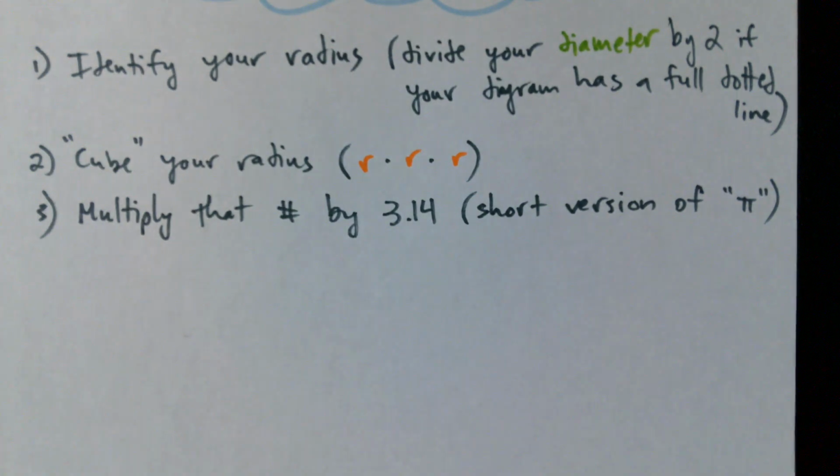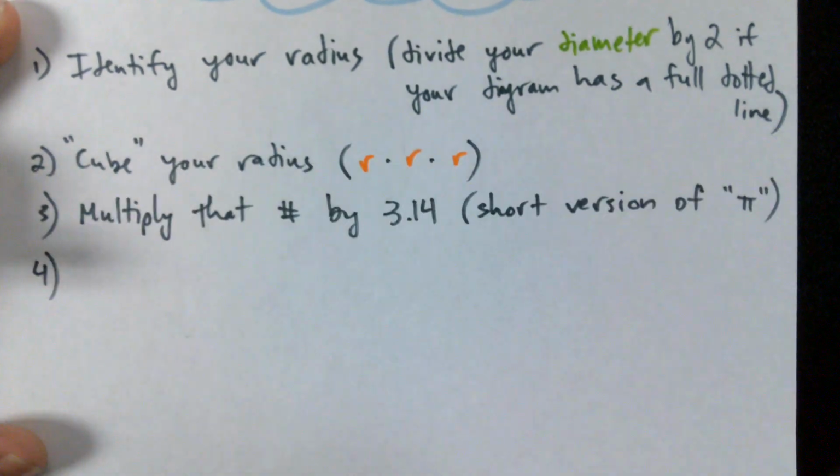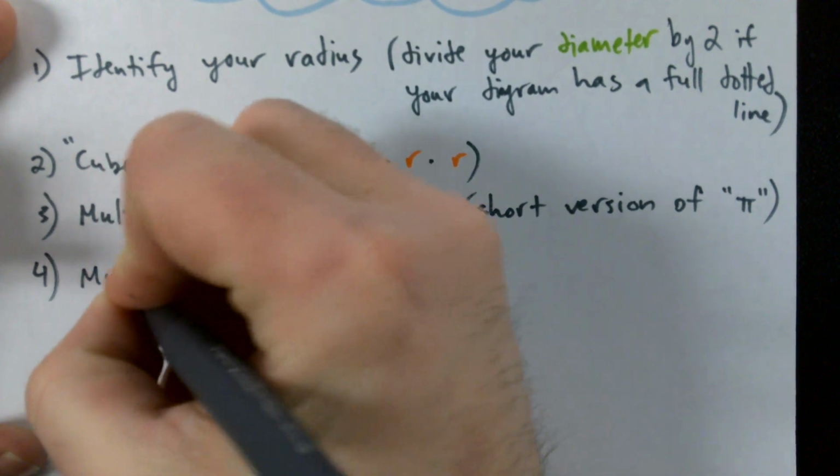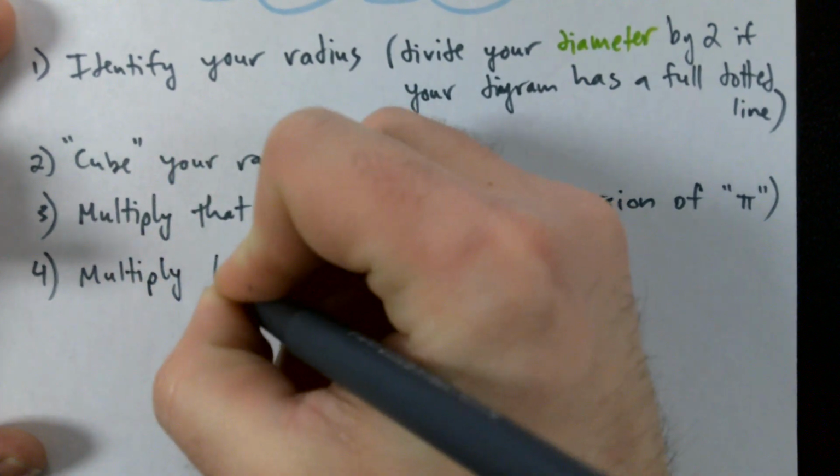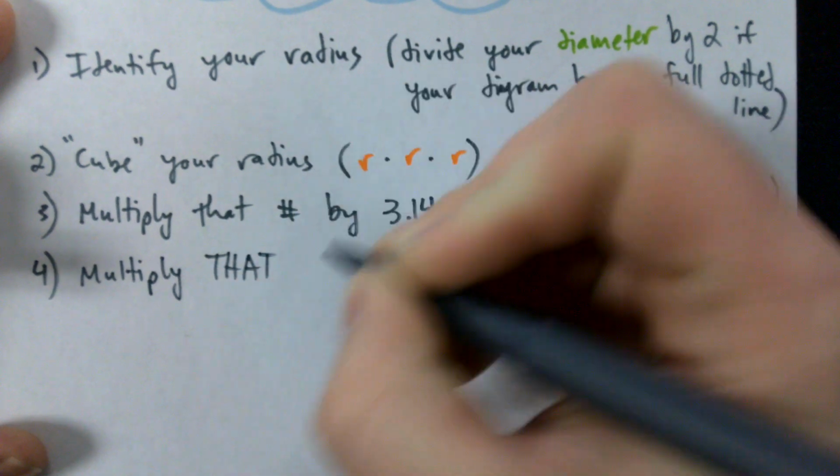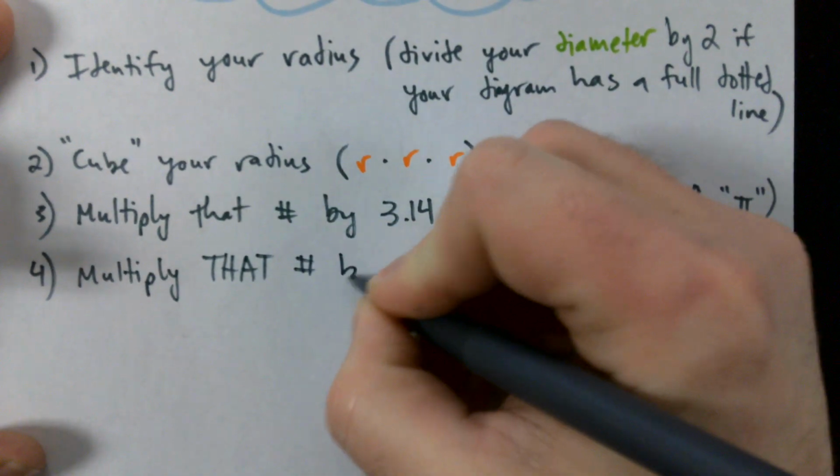So anyway, there you go. You can use that to remember what pi is equal to. We're just going to use 3.14, the abbreviated version. After you have that new number, what you're going to do is multiply that number, emphasis on that number, by 4.